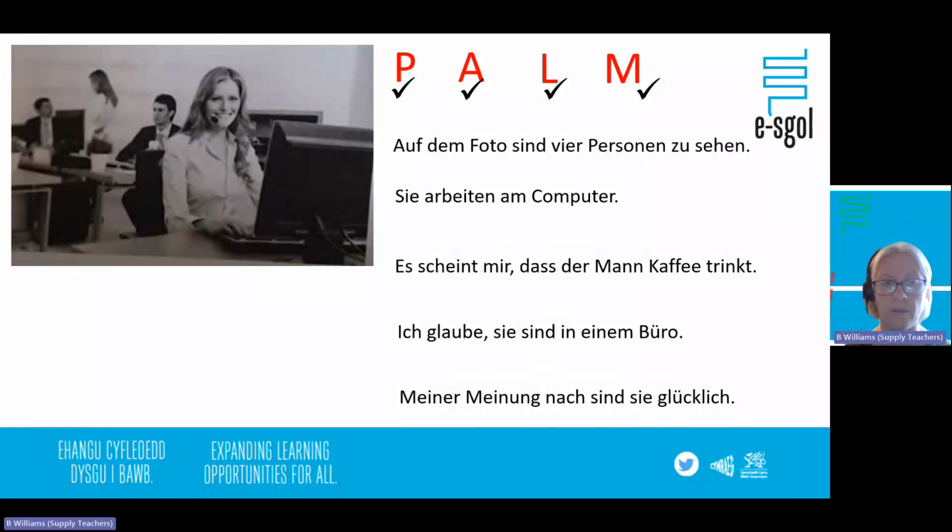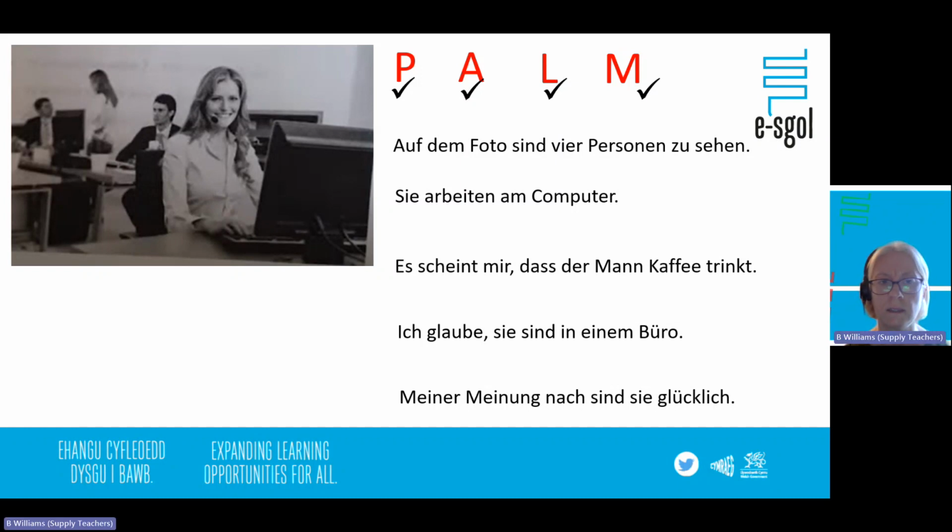For the L, we're looking for the location. So where do you think the photograph is taking place? So this is my interpretation of that. We could say, ich glaube, sie sind in einem Büro. So I believe they are in an office. Again, I'm not 100% certain, but that's what it looks like. It looks pretty obvious with the computers, and people are dressed, I suppose, in a way that you would expect to see them in an office.